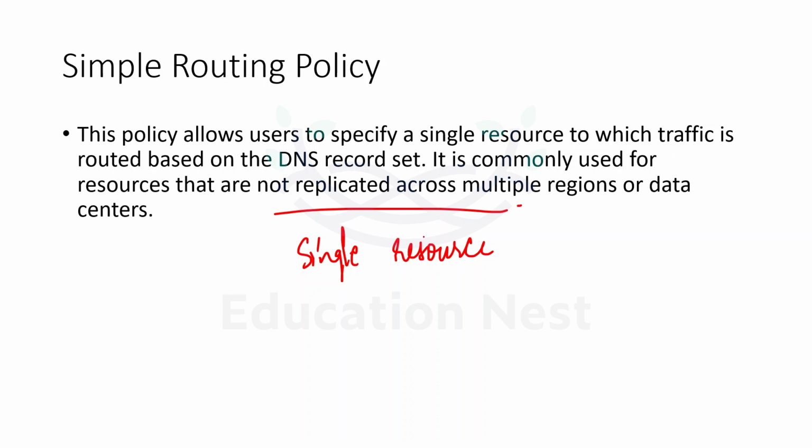So you can use this simple routing policy for the records in your private hosted zone. If you choose the simple routing policy in Route 53 console, you can't create multiple records that have same name and type. But you can specify multiple values in the same record, such as multiple IP addresses. So this was the simple routing policy.